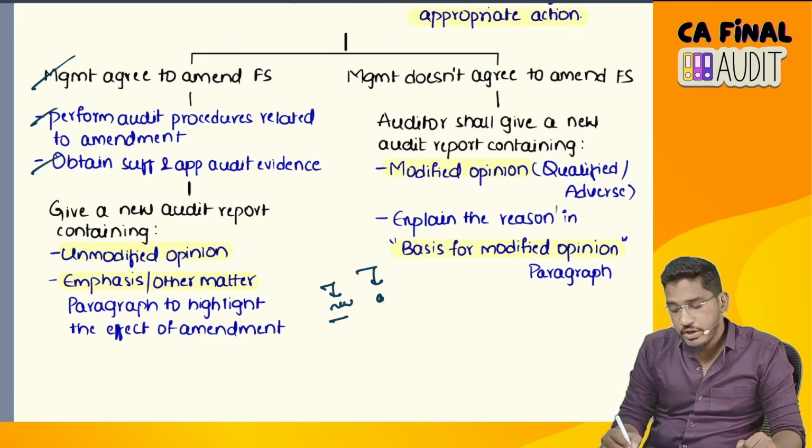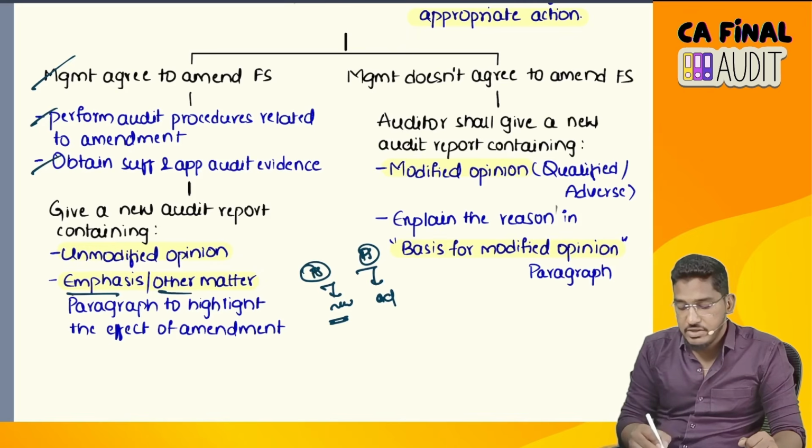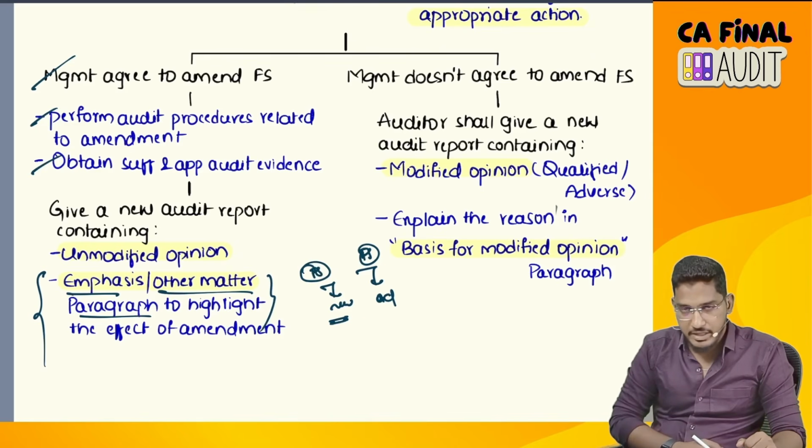Now if you are giving a new audit report, and shareholders already have one old audit report and one old copy of the financial statements, and now you are sending a new copy of the financial statements, they might get confused. So that's why the standard has told that in the new report, either use an emphasis of matter or other matter paragraph to highlight the effect of the amendment, so that shareholders will not have confusion. So it will not have an impact on the opinion. Just in the new audit report I will include either an emphasis or other matter paragraph.